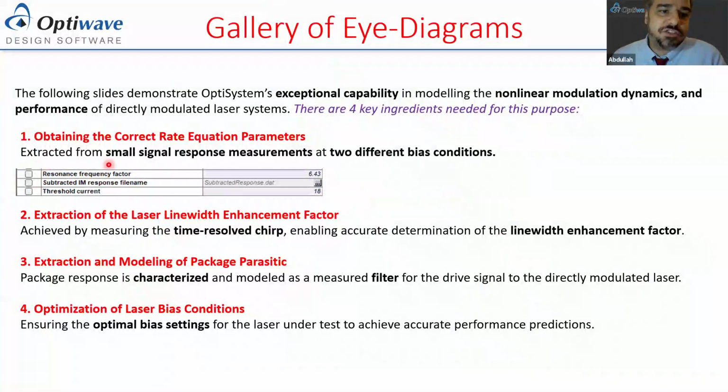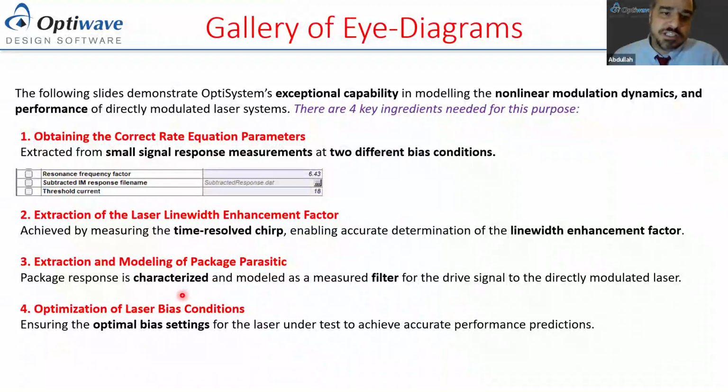The first one is extraction of the small signal responses measured at different bias conditions, and you can supply those to your laser measured component or your VCSEL laser measured component. The second one is getting the alpha parameter, and you can actually measure it in the lab using time-resolved chirp measurement techniques, or you could use the method that Dr. Chen has pointed out, where with knowledge of the fiber dispersion, you're able to determine the null points and extract the alpha parameter.